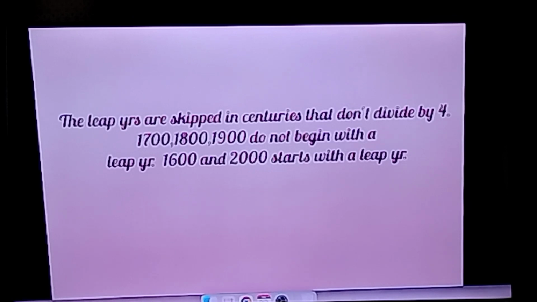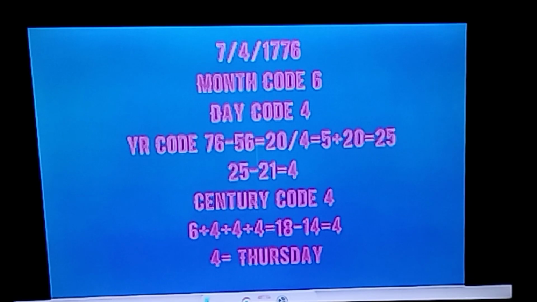Now let's calculate our famous date on the calendar, and that is July 4th, 1776. The month code for July is 6. And you can go get your month code chart if you snapped a picture of that, and you'll see that the month code for July is a 6. The day code is 4.